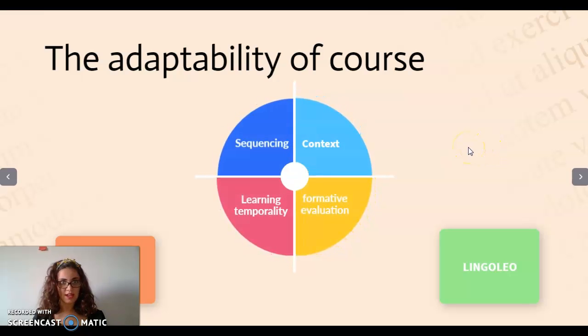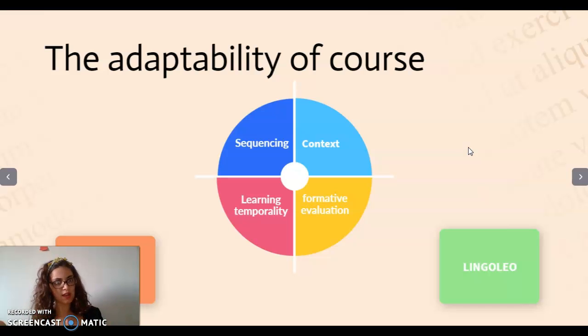And what I say, the adaptability, of course, it works. The first one, sequencing; second one, context; third one, formative evaluation; and fourth one, learning temporality. We can give an example like Duolingo or Lingoleo. It's very interesting. It's not really magnified, very good like adaptive learning, but it's for understanding how adaptive learning works.